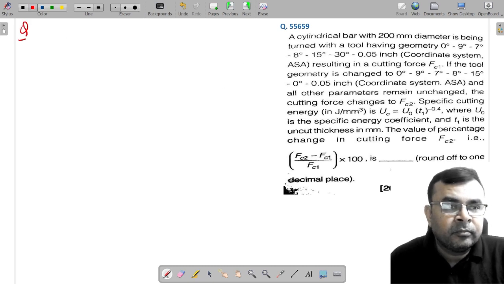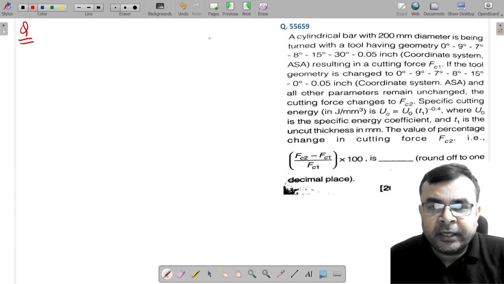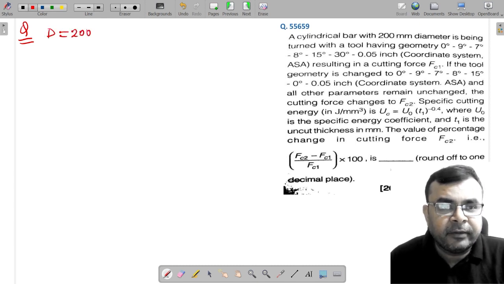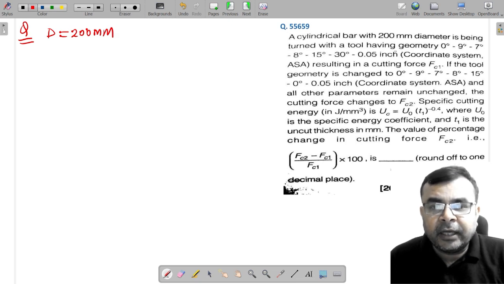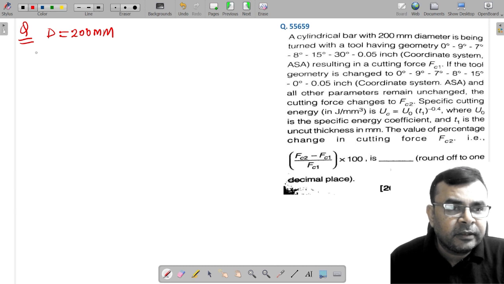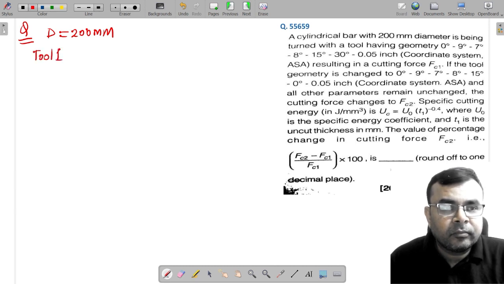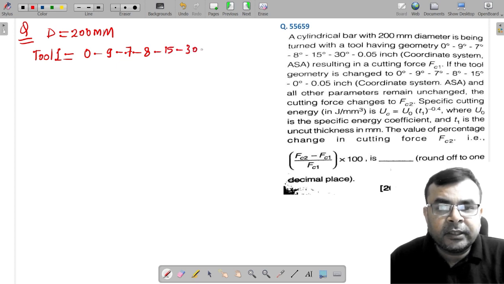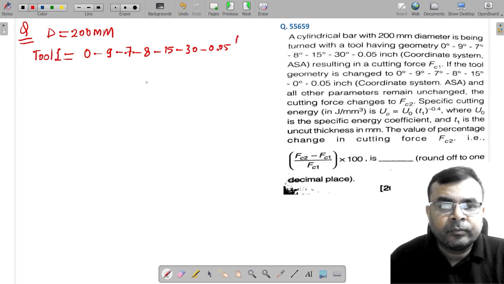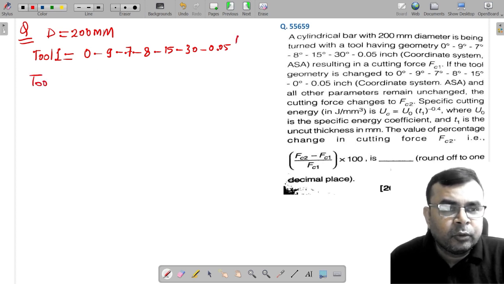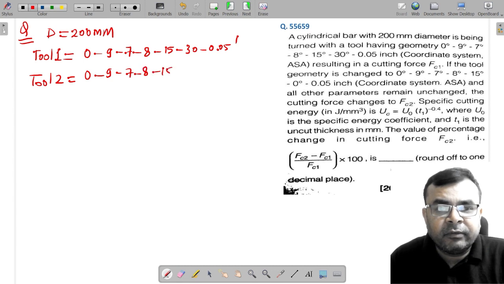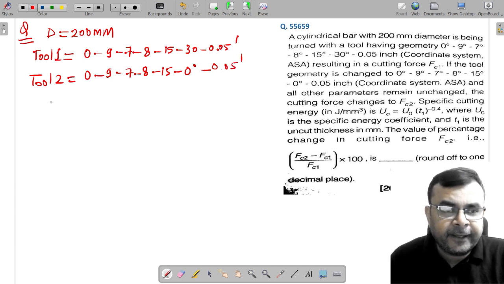Okay, let's see another question. A cylindrical bar with 200 mm diameter. So diameter of the bar is 200 mm. Being turned with a tool having geometry of this. So let's suppose this is tool 1. Its geometry is given, that is 0, 9, 7, 8, 15, 30 and 0.05 inch, and remaining is in degree, and tool 2 is 0 degree, 9 degree, 7 degree, 8 degree, 15 degree, 0 degree and 0.05 inch. Correct.